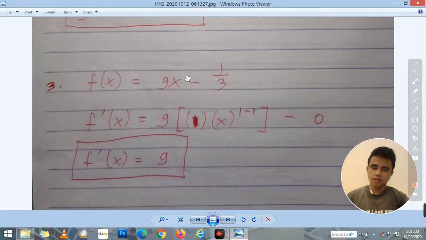Then initially we have an exponent 1 here, so minus 1. This gives us x raised to 0. Any term or any variable raised to 0 is equal to 1. That's why 9 times 1 times 1 is equal to 9, minus the derivative of a constant, which is equal to 0. So our final answer is 9. The derivative of f of x is equal to 9.